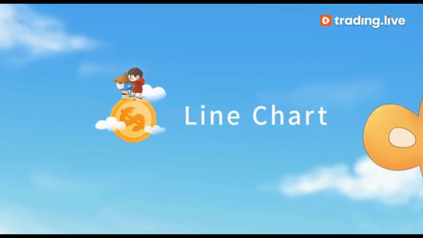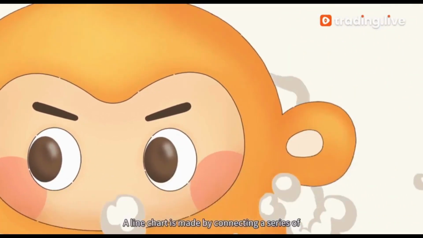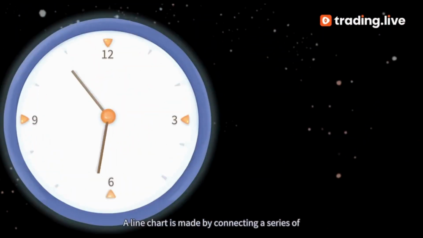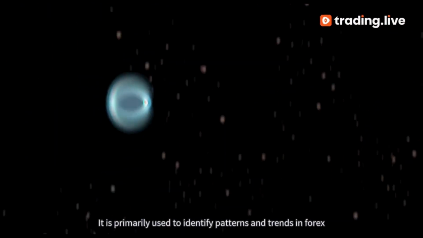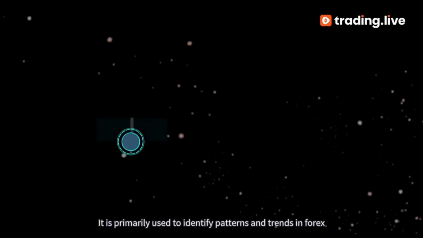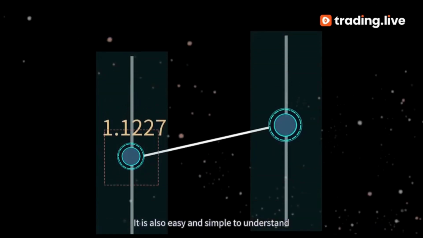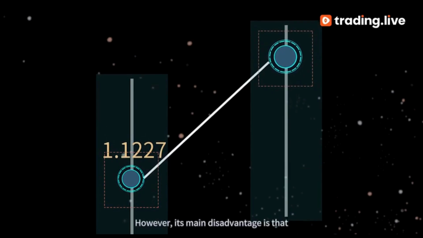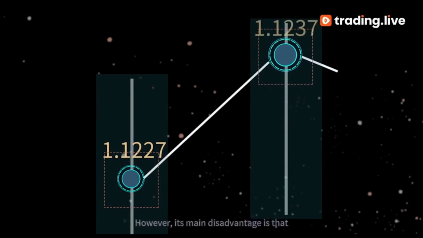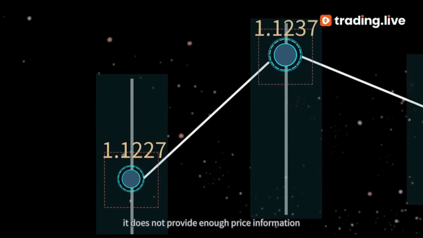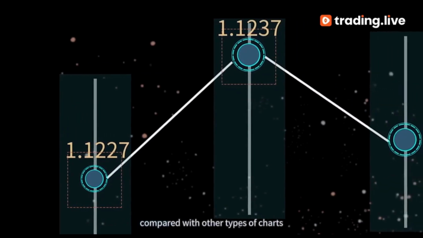Line chart. A line chart is made by connecting a series of the closing price of a financial asset. It is primarily used to identify patterns and trends in Forex. It is also easy and simple to understand. However, its main disadvantage is that it does not provide enough price information compared with other types of charts.